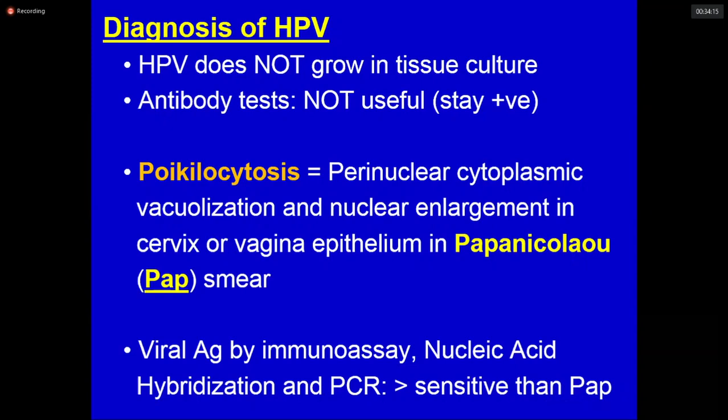Very important and very simple test. And all women should be screened for it. And I will speak about it in a minute. Also, this virus can be detected by immunoassays like ELISA, nucleic acid hybridization and PCR, the nucleic acid amplification tests, we say. These tests are more sensitive than the pap smear. Pap smear, remember pap smear. Very important item, very hot item.